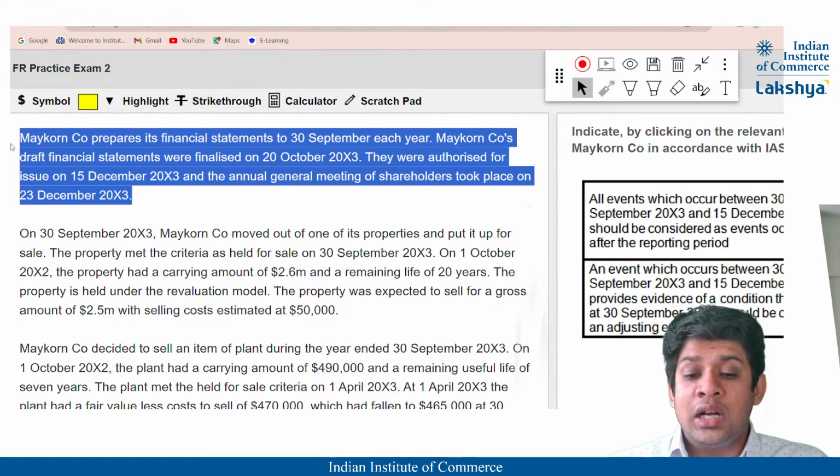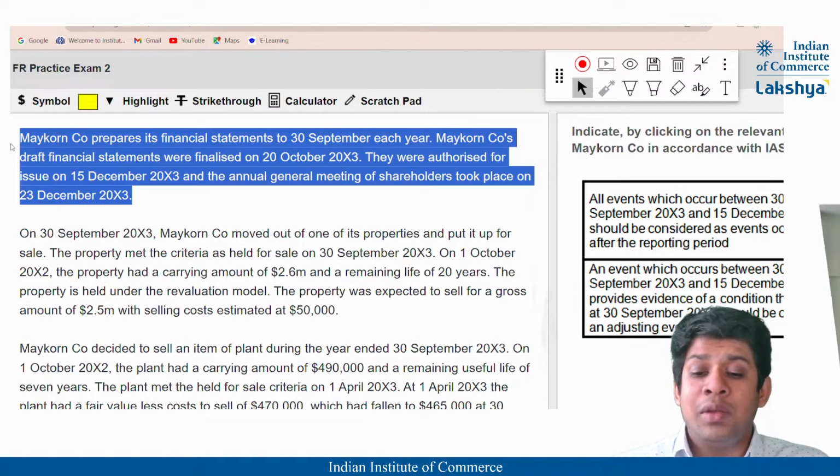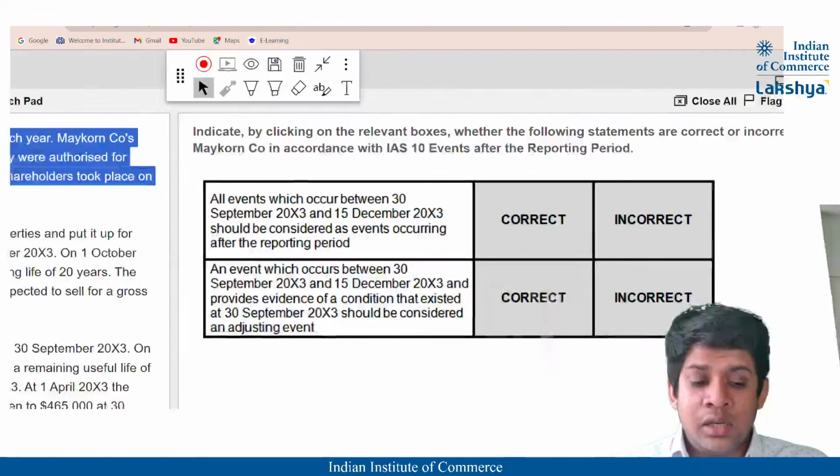That means these are relating to the adjusting and non-adjusting events. They were authorized for issue on 15 December 2013, and the annual general meeting of stakeholders took place on 23rd December 2013. Technically, what are adjusting and non-adjusting events? These are events which occur after the reporting period, but till the date the financial statements are authorized for issue. Right? So you will take from 30th September to 15 December, whatever are the events, they could be adjusting or non-adjusting events which we'll take into consideration. Okay. Now let us see what they are asking for.